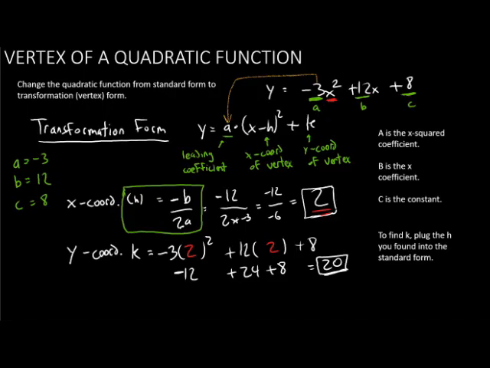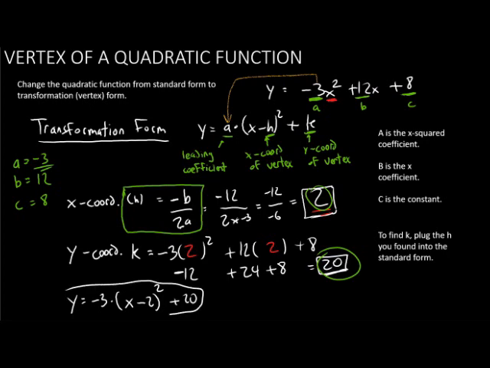So our final transformation form will have us replace a, h, and k with the numbers that we found. We know the a is negative 3, we now know the h is 2, and we now know k is 20. So we'll say our transformation form will be y equals negative 3 times x minus 2 squared plus 20. This will be our transformation form.